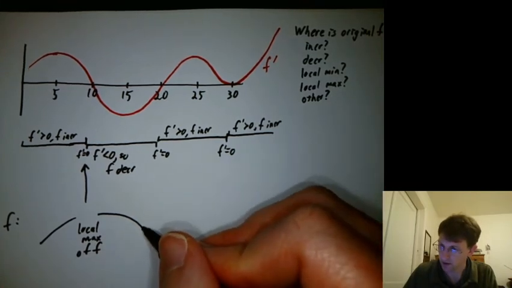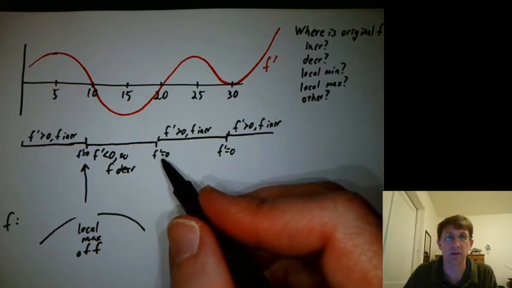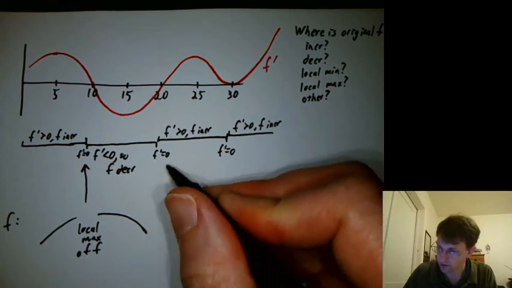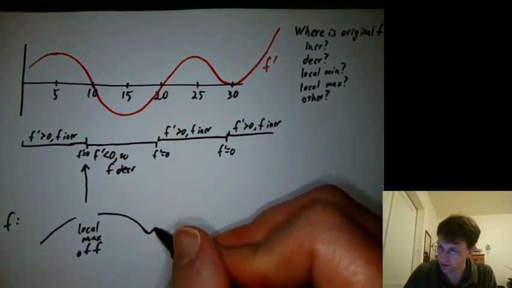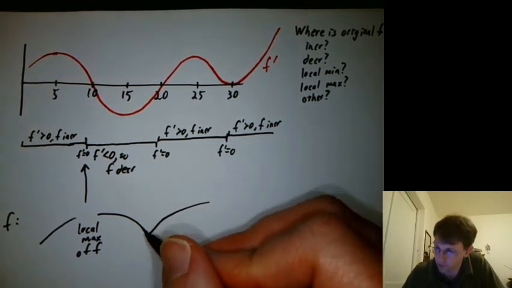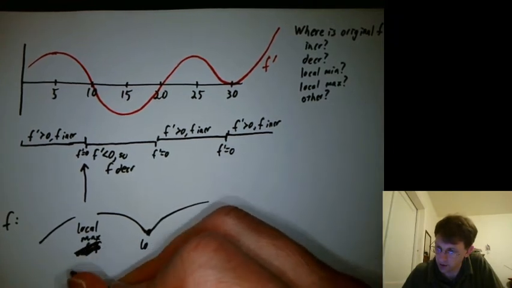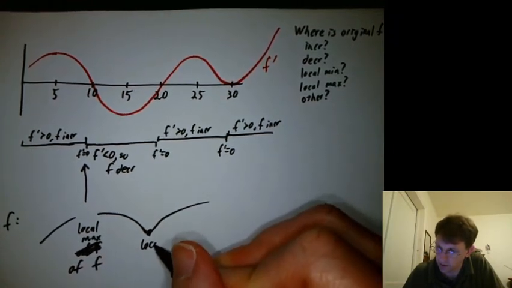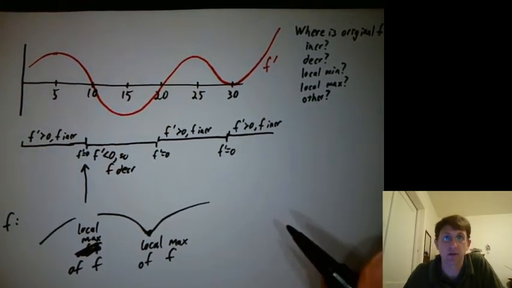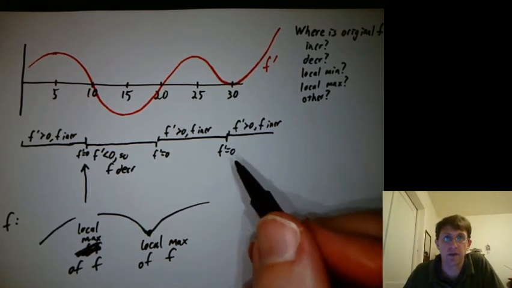And then over here, the original function must have a local min or max again, because f prime is 0. I actually should have shown this transitioning to being increasing again. It should have been smoother than that. So this should be a local, let me write that better, min of f. And then what about over here? f prime is 0 there.